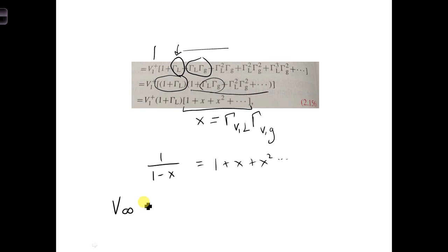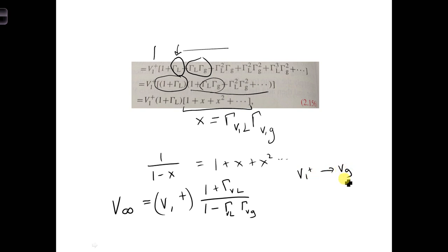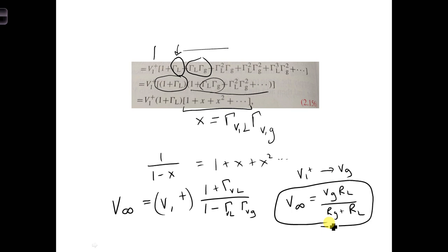So V infinity, instead of adding all those voltages up, we can write it as V1 plus, so that's one term, times 1 plus the reflection coefficient of the voltage at the load over 1 minus the reflection coefficient of the voltage at the load times the reflection coefficient of the voltage at the generator. Then there's one last thing we can do. We can relate V1 plus to Vg. So then we can further simplify to V infinity is Vg RL over Rg plus RL. Do you notice anything about this equation? Does the form of this equation remind you of anything?